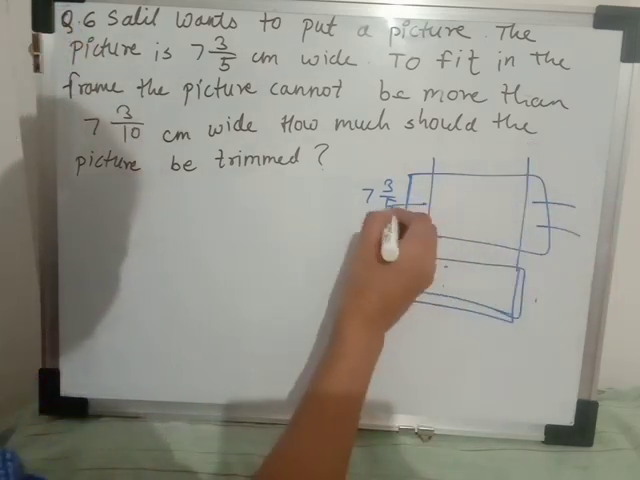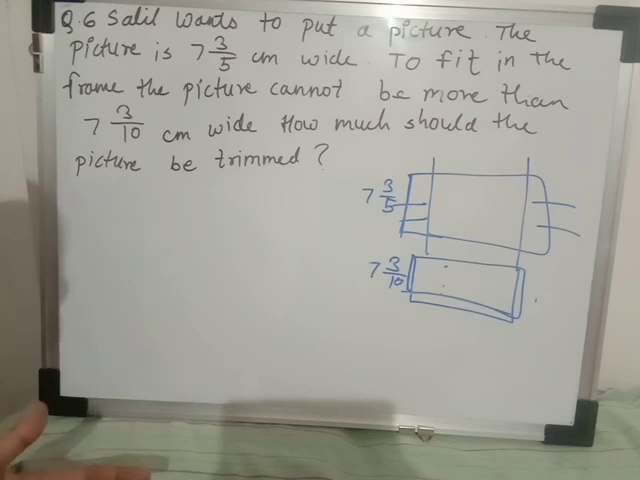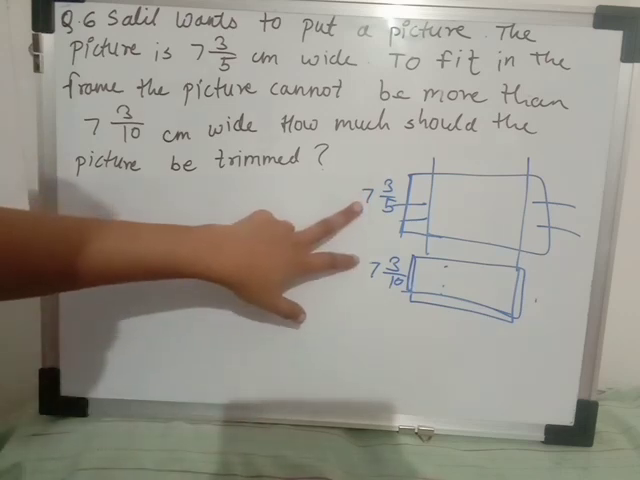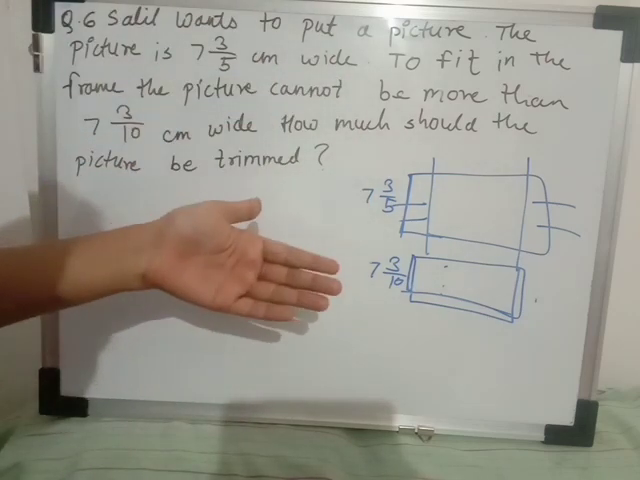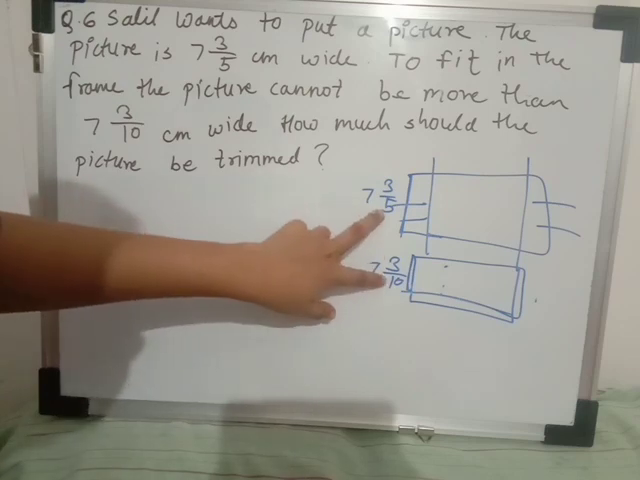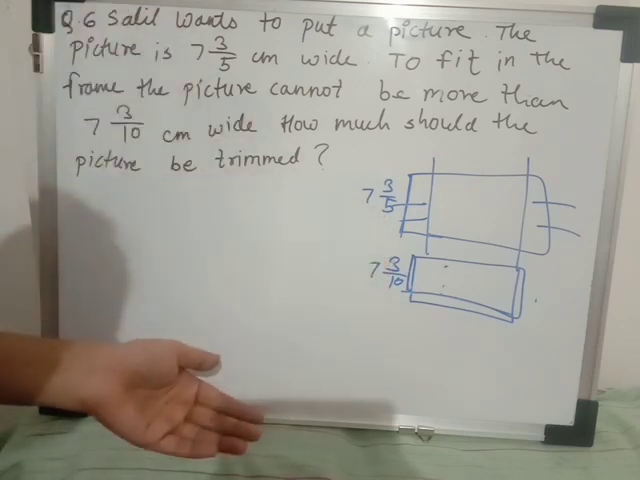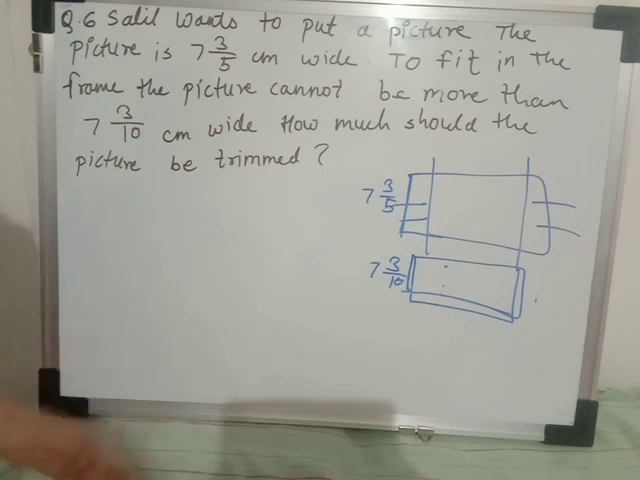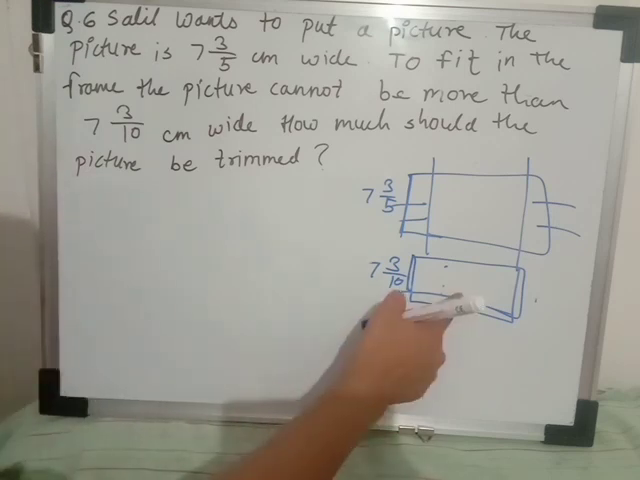तो अगर ये पिक्चर इसमें बिठानी है तो कितना मुझे ये ट्रिम करना पड़ेगा, मतलब कट करना पड़ेगा, that we have to find out. Again here mixed fractions are there, means we have to convert them into improper fractions, then their denominators are different, again we have to make their denominators same, and then we have to decide how much picture should be cut or trimmed to fit into this frame.